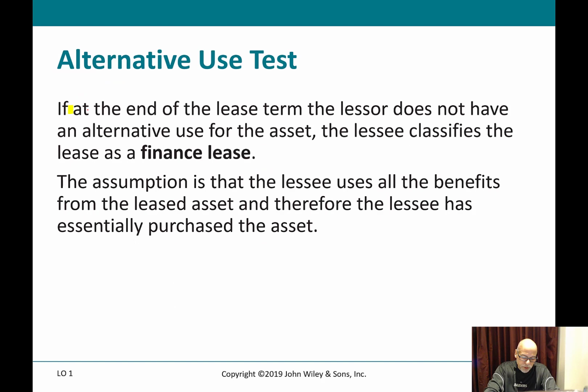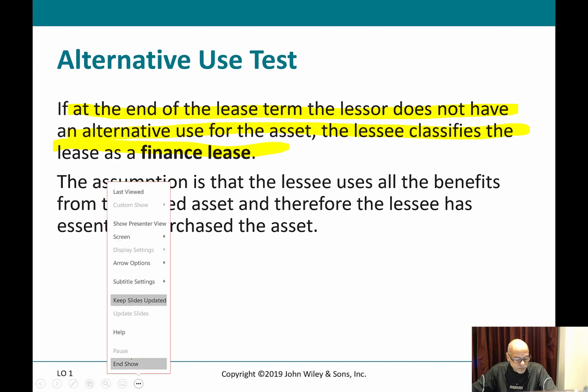And then the alternative use test: if at the end of the lease term the lessor does not have an alternative use for the asset, then we'll classify it as a financing lease, probably because they've developed that piece of equipment specifically for my use, and so they're not going to be able to use it for anything else. Then that essentially constitutes me purchasing that, and that would constitute a finance lease.